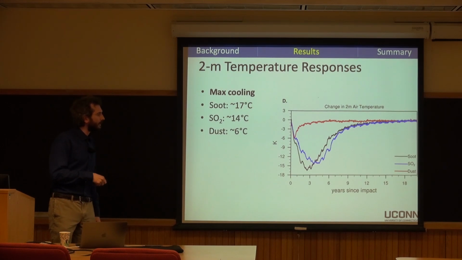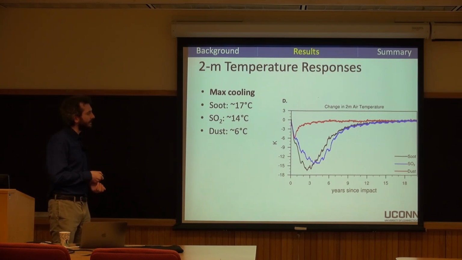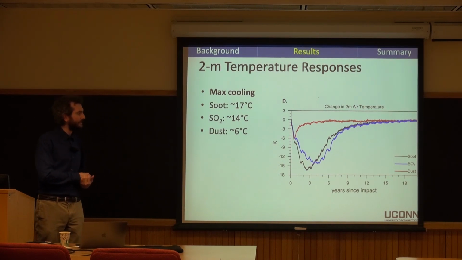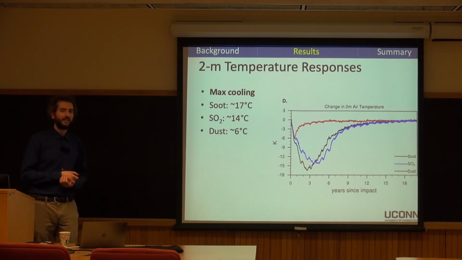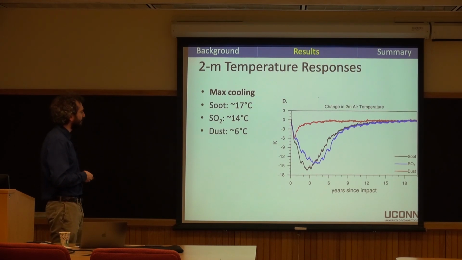The duration of the cooling is a little bit longer for the SO2 emissions, again related to the longer atmospheric residence time of the sulfuric acid. And the dust only decreases temperatures by about 6 degrees C, but 6 degrees C within a few years is still extreme, and it would have been devastating for life on Earth.